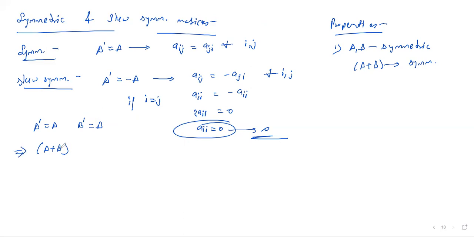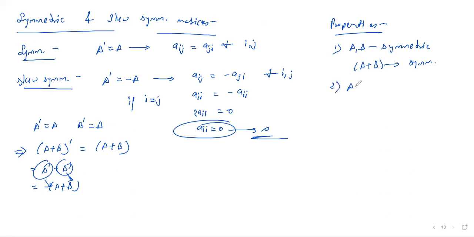Then we have to check for A plus B, that means (A plus B) transpose has to be equal to A plus B for symmetricity. Let's just check that. (A plus B) transpose, by the property of transpose, I can write as A transpose plus B transpose, and that will be equal to A plus B, because A transpose is equal to A and B transpose is equal to B. So the corresponding sum A plus B also follows the property of symmetricity.